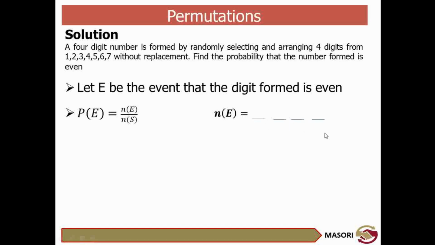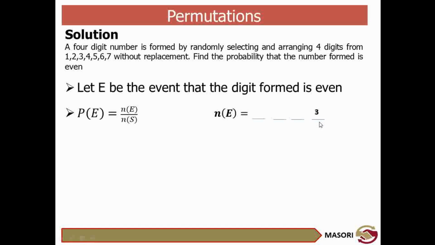So we are saying, in how many ways then can we select an even number from this set? If you check, we have 2, 4, and 6. So there are only 3 even numbers in this set. So therefore, our last digit here, we can actually pick an even number in 3 ways. So we put the 3 there.